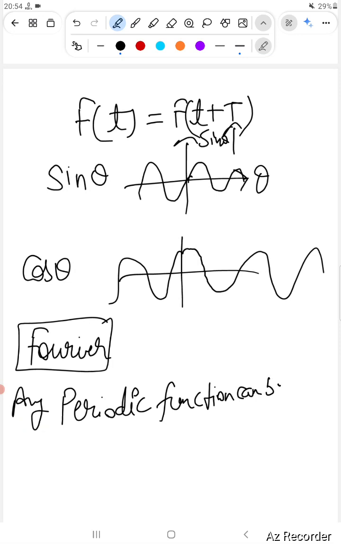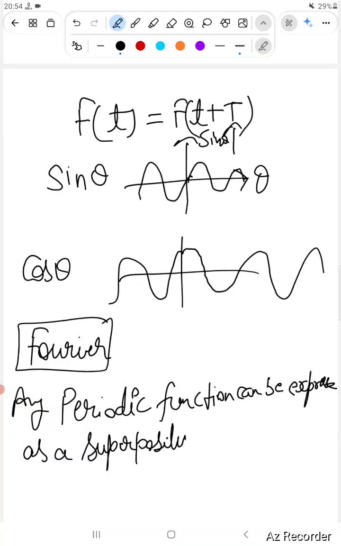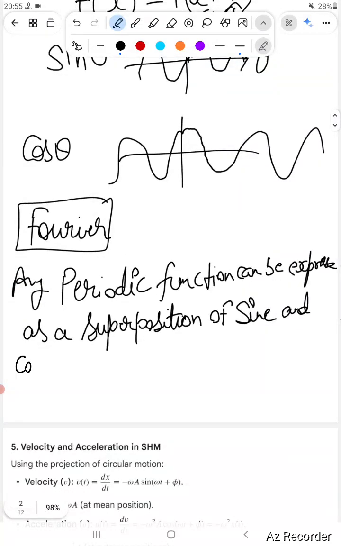can be expressed as a combination or a superposition. Superposition means addition. A combination of sine and cosine functions of different time periods.